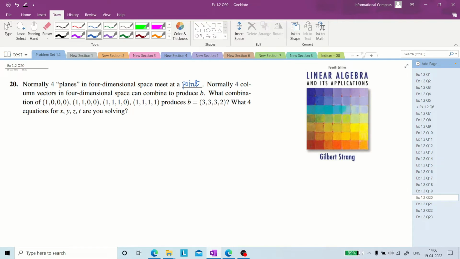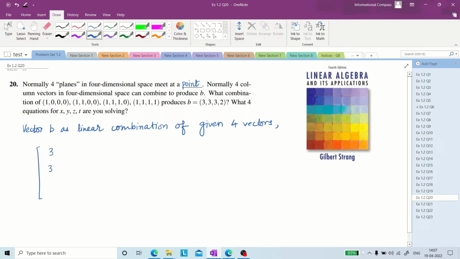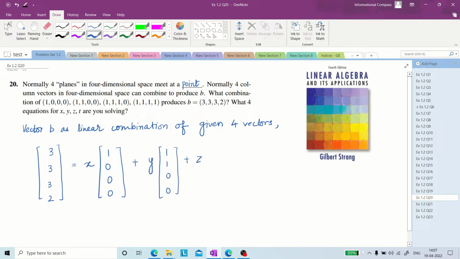Now, moving on to the next statement, if we write vector B as the linear combination of the given four vectors, what will we get? We'll get B as, write it down, 3, 3, 3, 2 equals x times 1, 0, 0, 0 plus y times 1, 1, 0, 0 plus z times 1, 1, 1, 0 and the last one t times 1, 1, 1, 1.